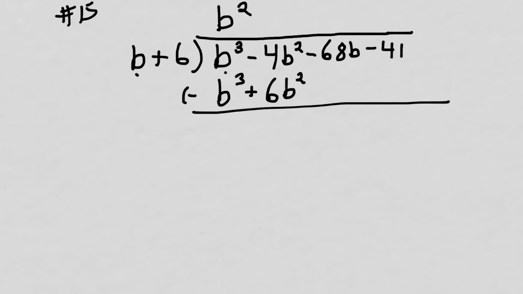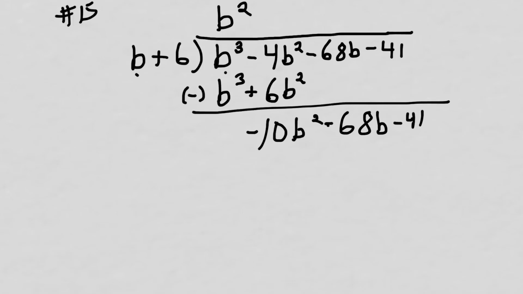All right, we have to subtract those. B cubed minus b cubed, 0, goes away. Minus 4b squared minus 6b squared is going to give us minus 10b squared. Now we just bring down the rest of the problem. Minus 68b minus 41.